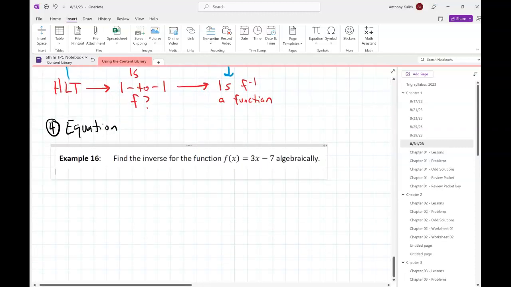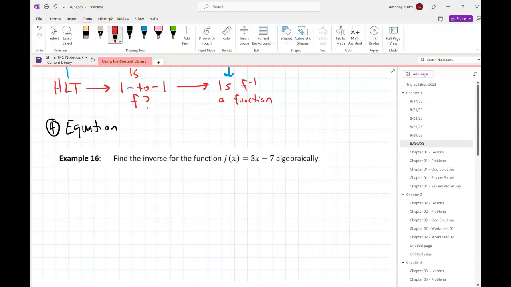So here we're going to be finding the inverse for the function f of x equals 3x minus 7 algebraically. This is the process we're going to use, and the process is the same every single time. The algebra that we need to use to accomplish that can be very different depending on what the function looks like, but the process is always going to be the same. So what I'm going to do is begin by rewriting the f of x as a y. And then I'm going to use algebra to get the x by itself.